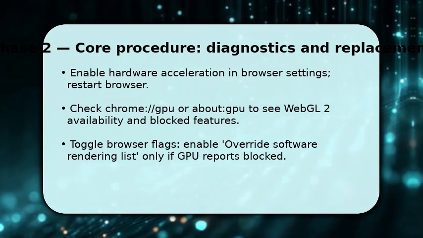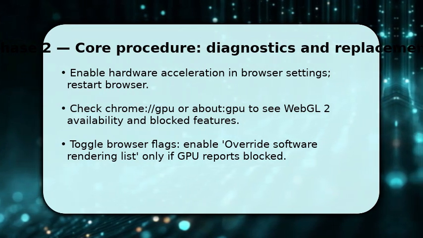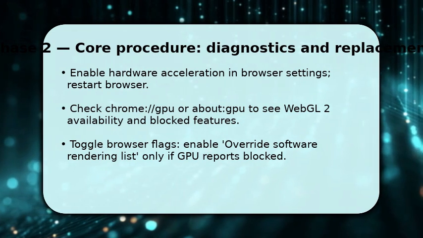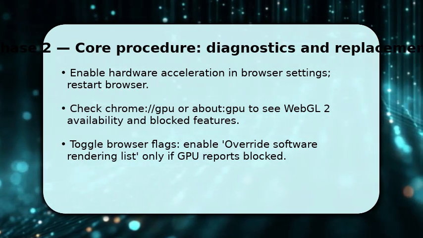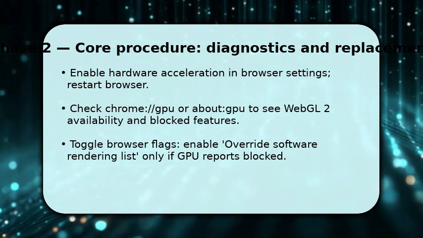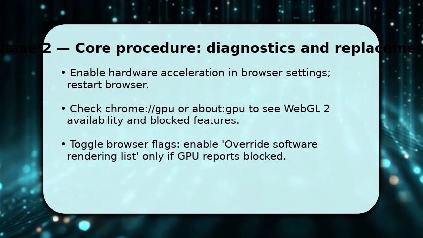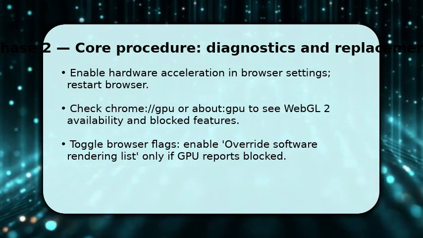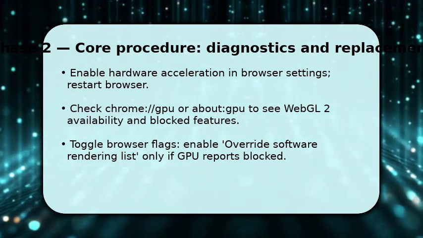Next, open the browser's internal GPU diagnostics page, chrome://gpu or about:gpu, to read the exact status of WebGL 2.0 and any driver blacklists. If the page shows blocked features, consider enabling the Override Software Rendering List flag. However, do this only when the GPU driver is up to date and you understand the risks.